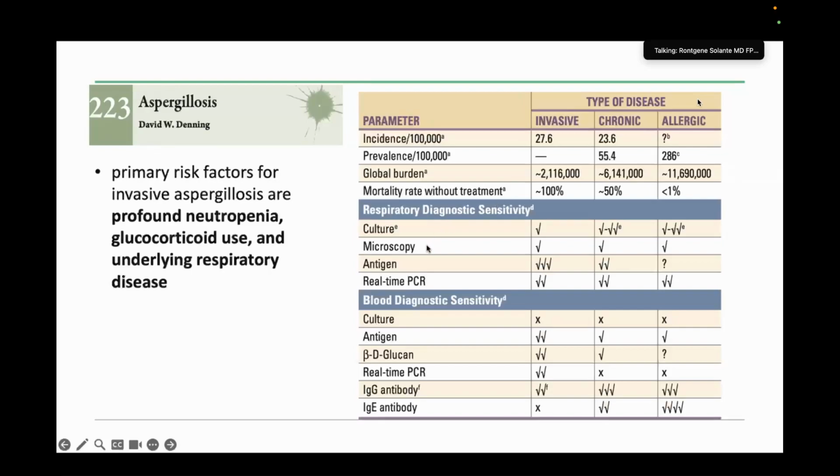Okay, so most of these can be diagnosed with the use of your PCR and antigen, and sometimes it is so difficult to diagnose using culture and microscopy. Now, you can also use blood diagnostic tests, and the highest yield among these is your antibody test for your aspergillus and your real-time PCR, especially for the invasive type of your aspergillus.